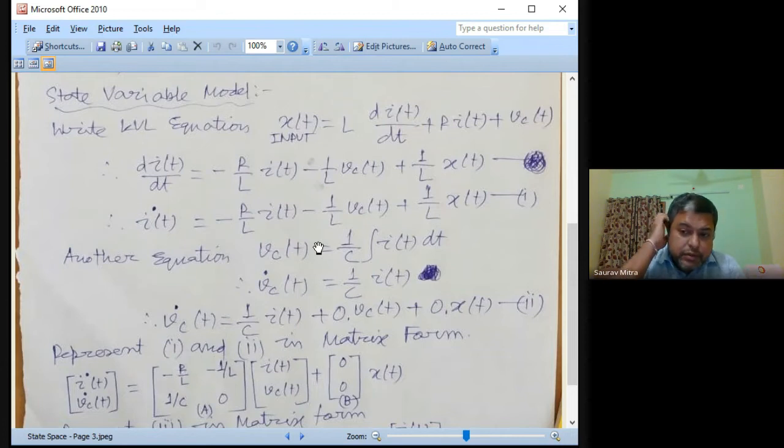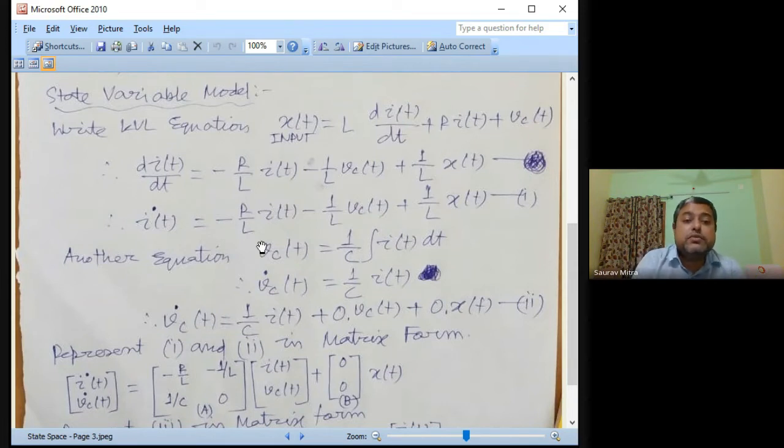Now listen carefully. We are supposed to represent the differentiation of the first state variable, di(t)/dt or i dot(t), in terms of i(t), the first state variable, Vc(t), the second state variable, and the input x(t). This is actually the state variable model. The differentiation of every state variable should be a function of the first state variable, the second state variable, and the input. What is the first state variable? i(t). What is the second state variable? Vc(t). What is the input? x(t).